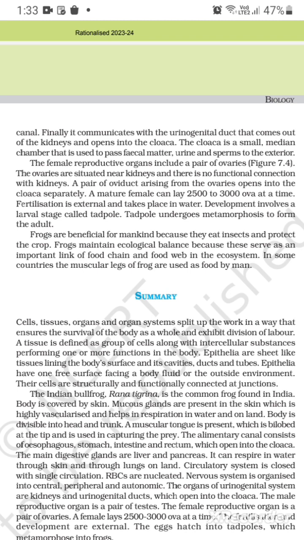Urogenital ducts open into the cloaca. The male reproductive organ is a pair of testes. The female reproductive organ is a pair of ovaries. A female lays 2500 to 3000 ova at a time. Fertilization and development are external. The eggs hatch into tadpoles, which metamorphose into frogs.